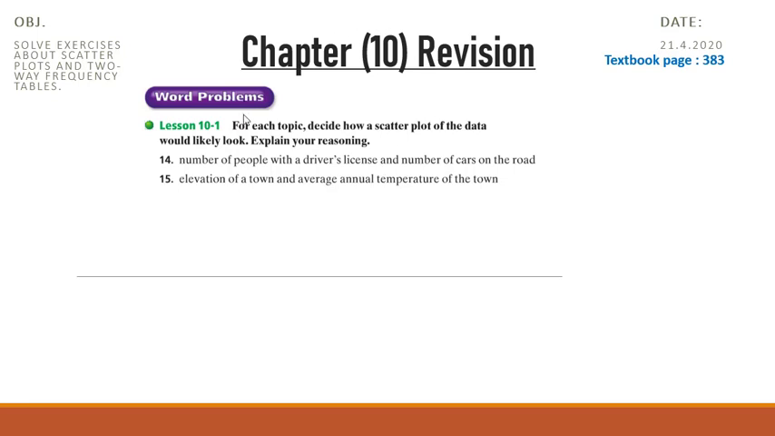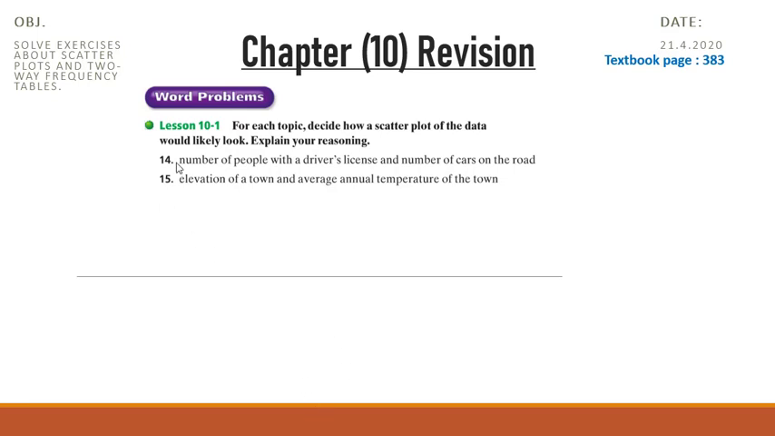Here, this is the time for the mind to think deeply about the question. For each of these questions, 14 and 15, decide how a scatter plot of the data would likely look. So I want you to tell me whether the scatter plot is going to be linear or non-linear, and a positive or negative association.